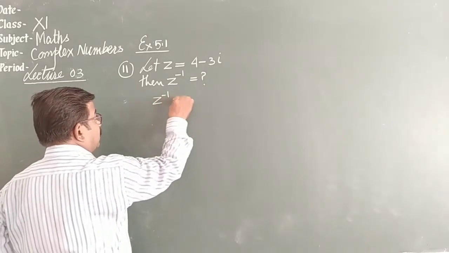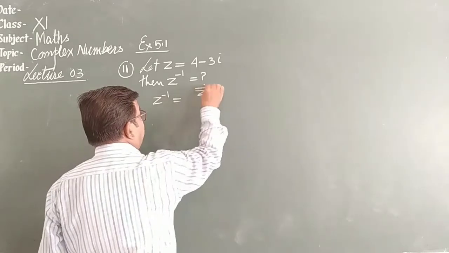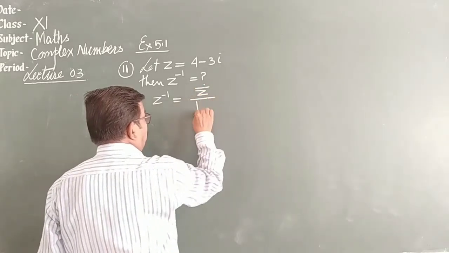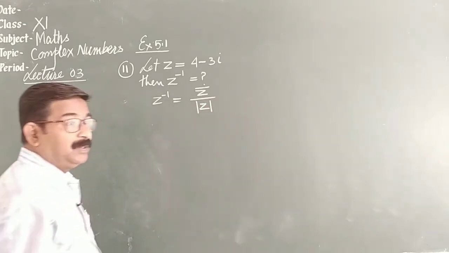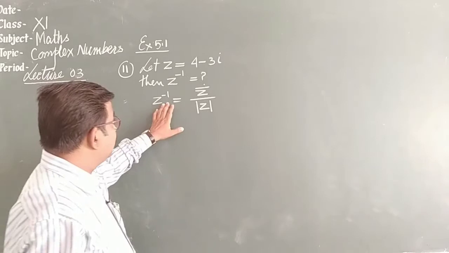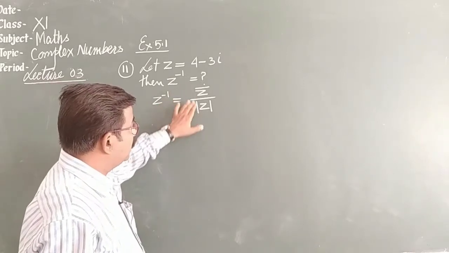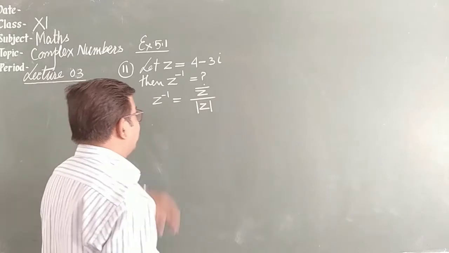z inverse is equal to conjugate of z upon modulus of z. This is the direct formula. z inverse is equal to conjugate of z upon modulus of z. So you can find.